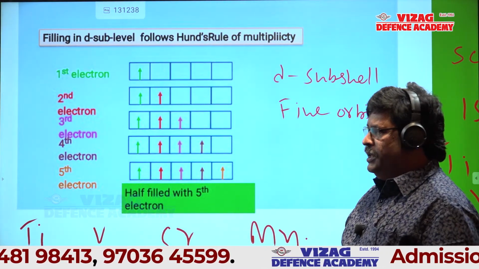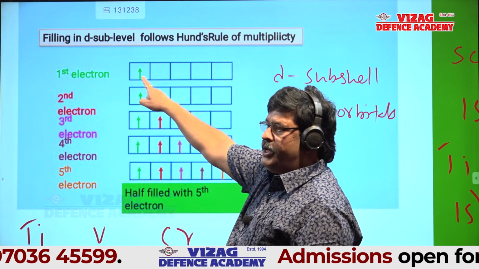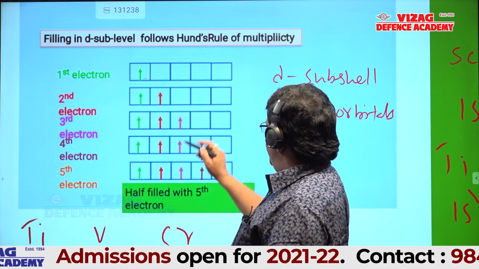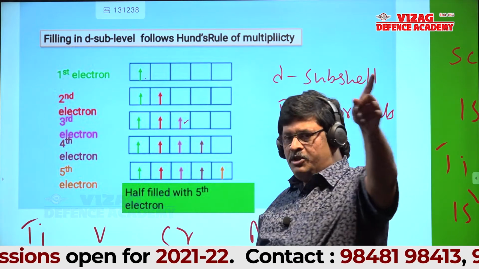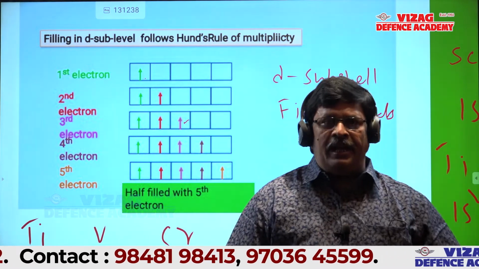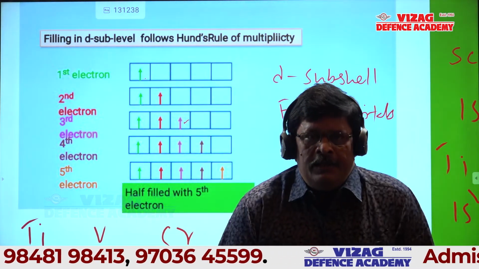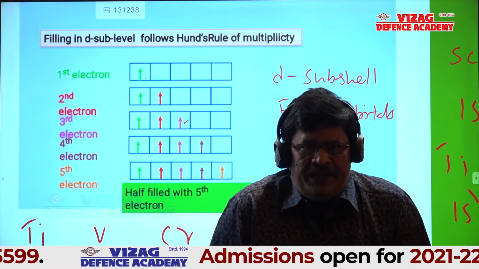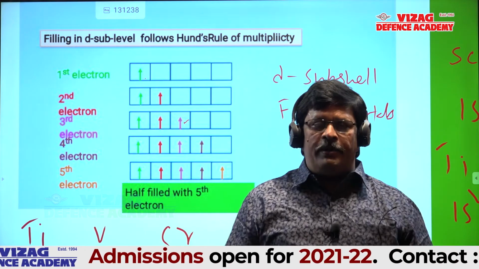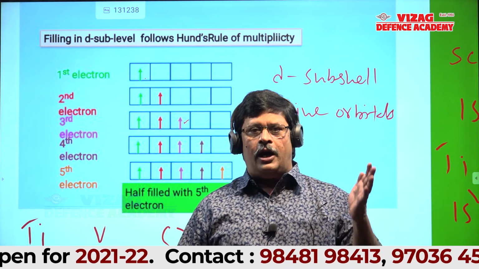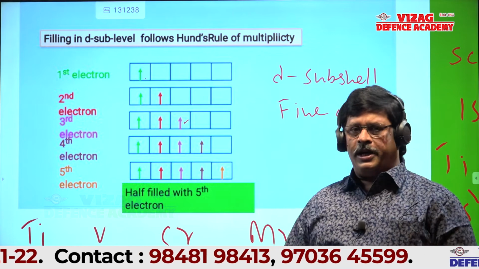The first electron enters into the first orbital, the second electron enters into the next orbital, the third electron into the third, because that's what we discussed in the last class. Hund's rule: in degenerate orbitals, degenerate orbitals means orbitals having the same energy, pairing of electrons takes place only after all the orbitals are half filled. That's what Hund's rule is.